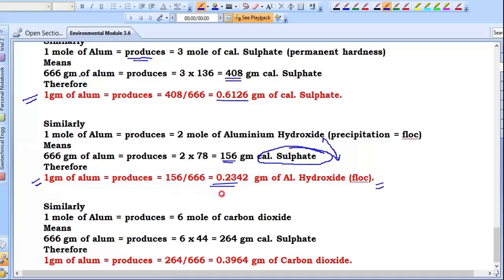Similarly, when we use alum here, 1 mole of alum produces 6 moles of carbon dioxide, and 1 mole of carbon dioxide is 44. Therefore 6 moles of carbon dioxide is 264, so 666 gram of alum produces 264 gram of CO2. Now remember this: 264, 156.